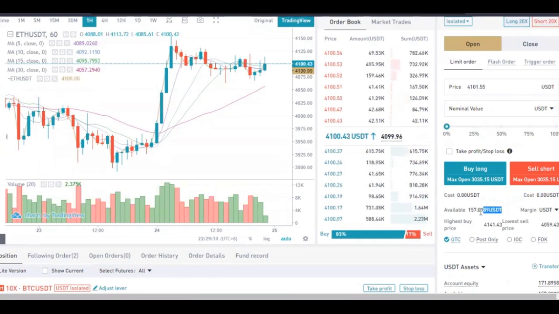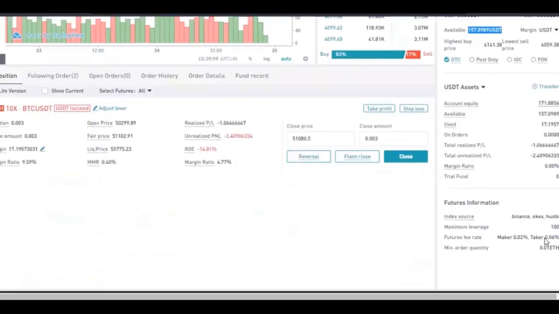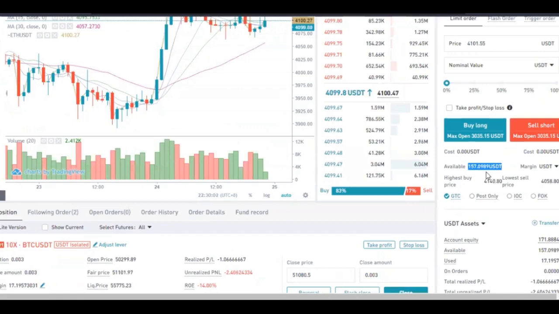Right now, I have about 157 USDT here. And this is an account I started trading with just 50 USDT. I started copying a trader with just 50 USDT, and I've been able to raise it up to this amount. So what I can do right here is to make sure that I transfer funds from my spot wallet, because by default, when you deposit funds into your account, it will go straight to your spot wallet. So make sure that you transfer the funds from your spot wallet to your futures account.